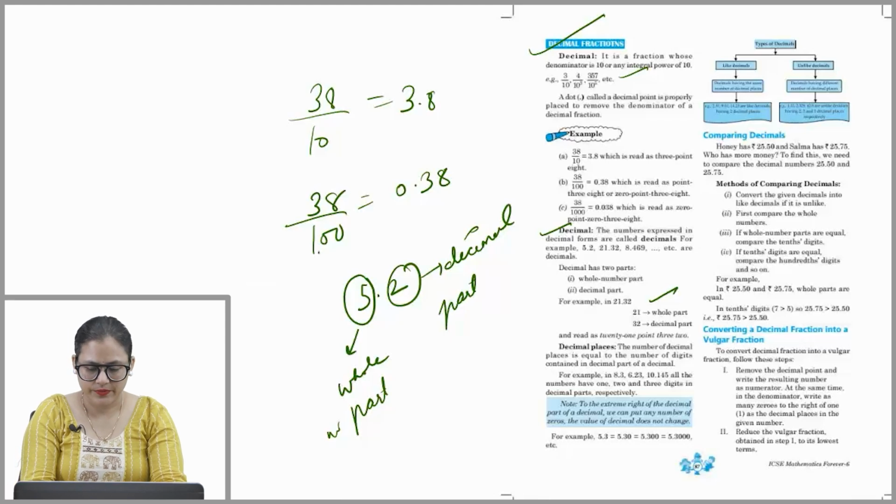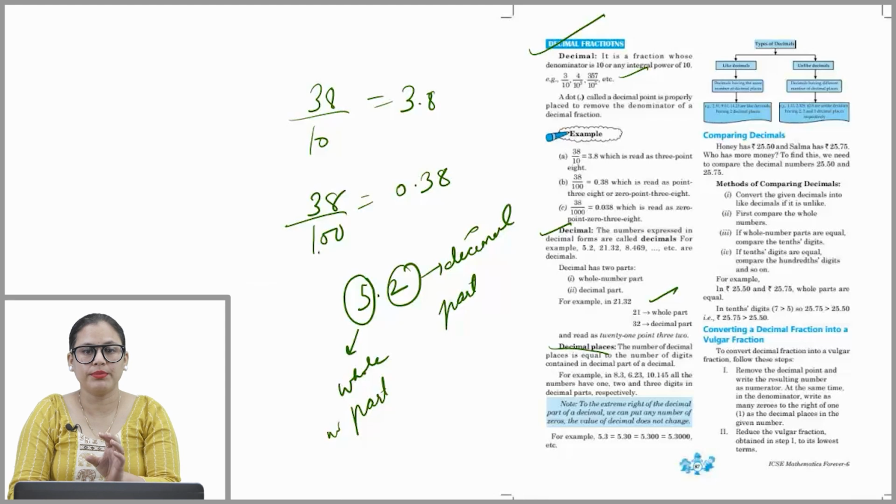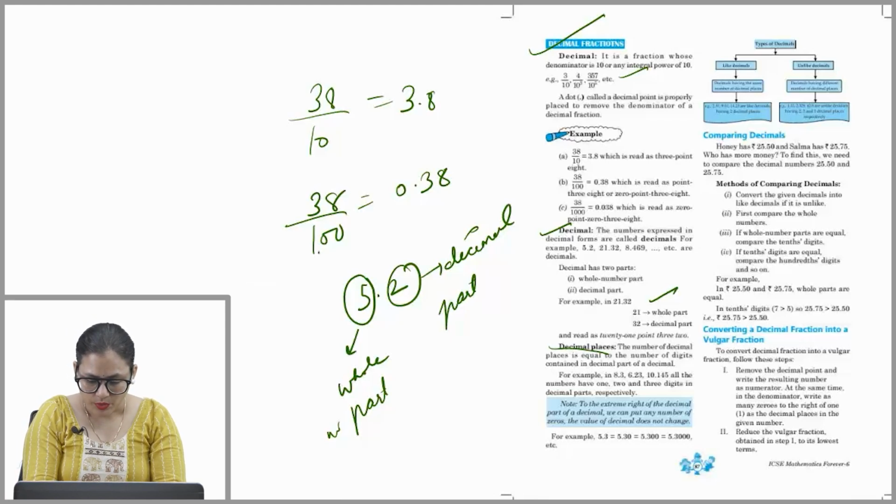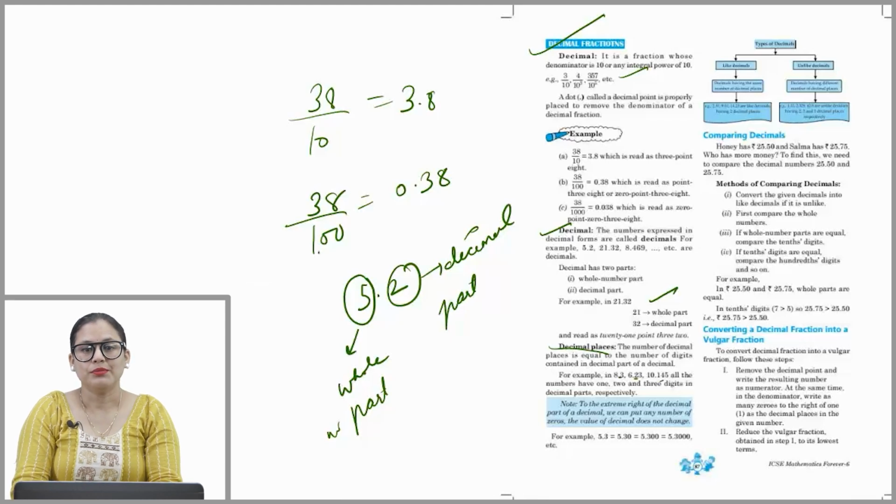Decimal places. The number of decimal places is equal to the number of digits contained in the decimal part of a decimal. For example, in 8.3, 6.23 and 10.145, see, the numbers have 1 decimal place, 2 decimal places and 3 decimal places, or 3 digits, you can say, in the decimal part.